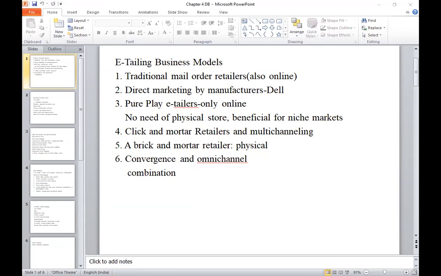So this is one type of model. Down the line, with training and with the penetration of more IT infrastructure, there is a possibility that we will shift ahead. So that is the basic, preliminary model. Then direct marketing by the manufacturers.